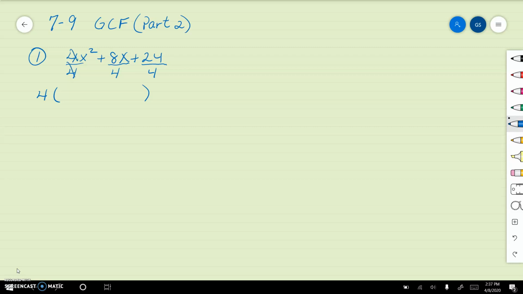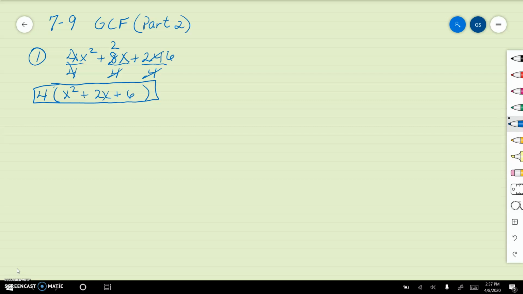So we cross out the 4's and we're left with x squared. 8 divided by 4 is 2, so we have positive 2x. And 24 divided by 4 is 6, so we have a plus 6. And that is factoring using a GCF. All right, there's a couple of little glitchy things that happen.